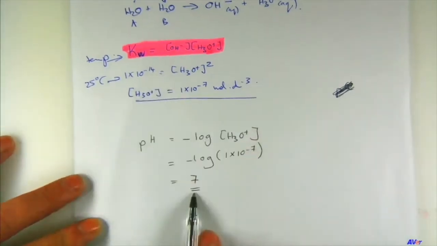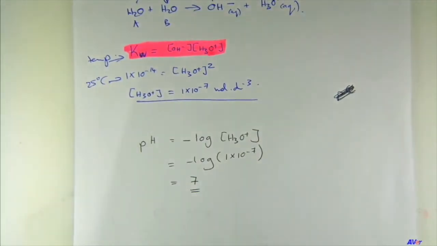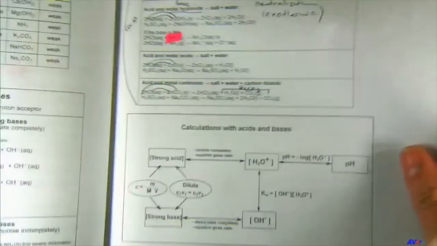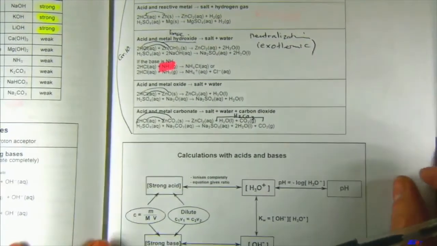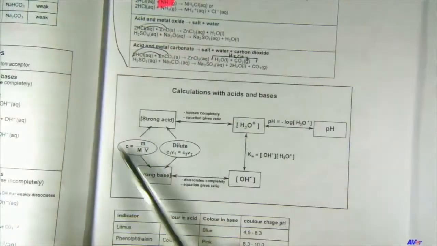Therefore, it's got a pH of 7. Right. Now, we're going to do a lot of calculations with things like this. But if you go into your summary, I will see on page 21. If you go to page 21, you will find this diagram over there.